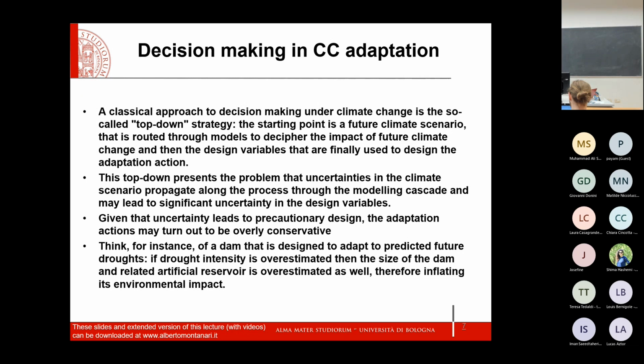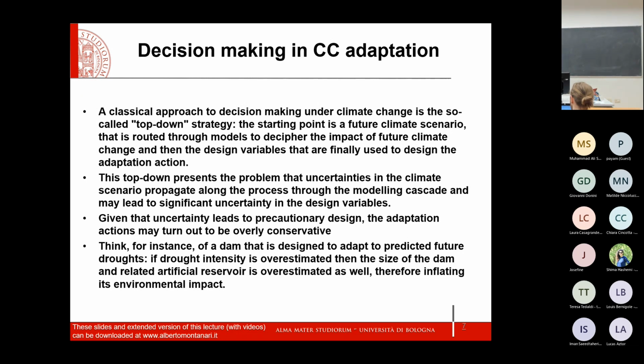With design variables, I mean, it's a bad translation of "variabili di progetto" in Italian. Design variables are project variables, so the variables that we use to make a project. Okay. And so top down: climate scenario, impact model. Through the impact model, I understand the future impact of climate change, and through the same model, I generate the project variables. This is top-down.